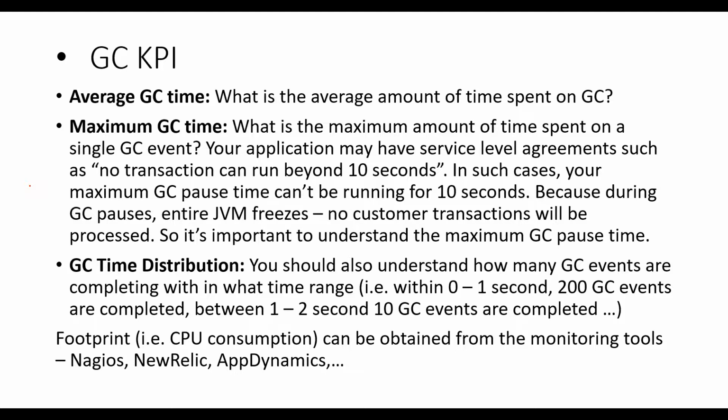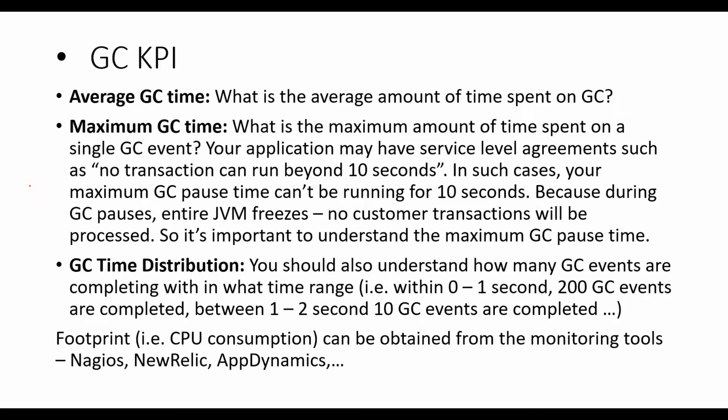Now there is a GC time distribution. Within a specific time range, how many GC events occurred? Most of the time this GC time distribution is used when you are tuning the GC. When GC tuning is happening, the GC time distribution will be helpful to identify how many GC events occurred for a particular time period.